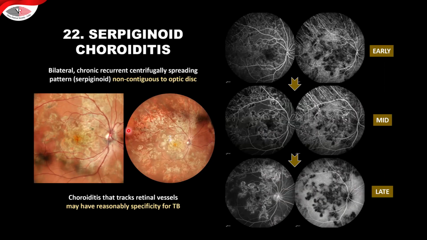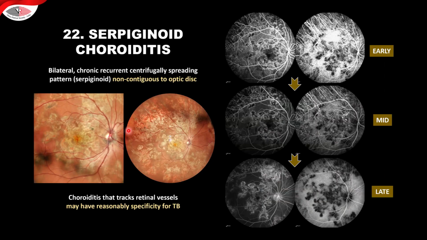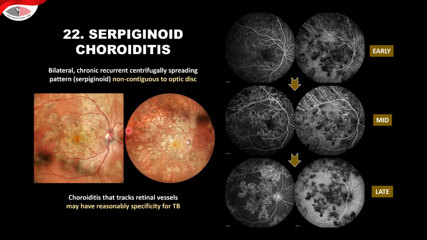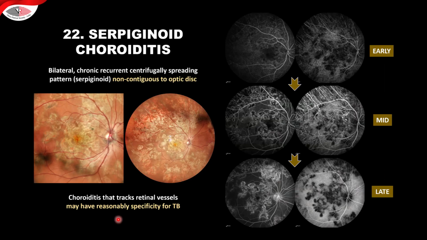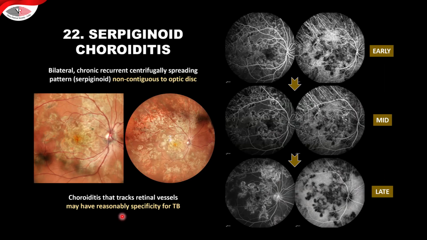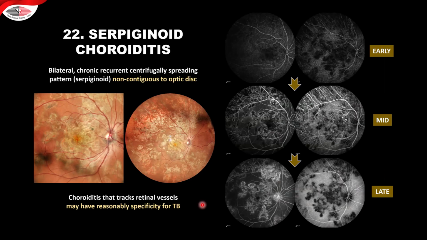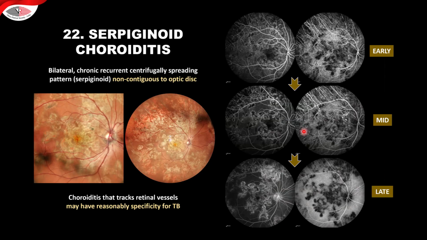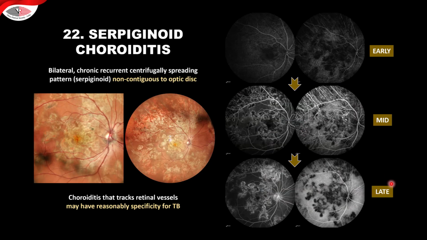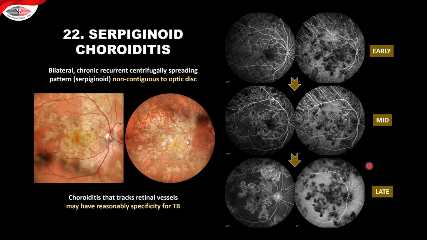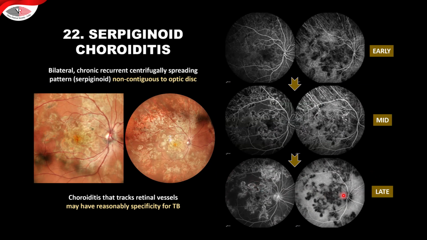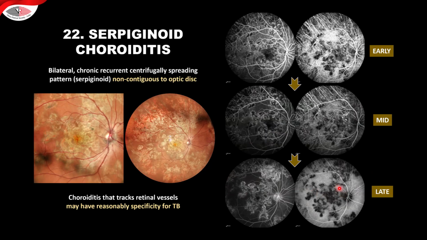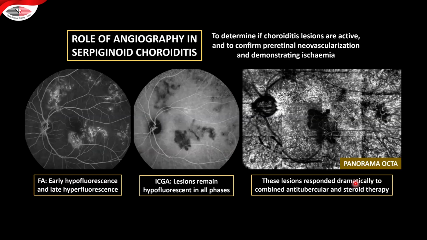Serpiginoid choroiditis, bilateral chronic recurrent centrifugally spreading pattern, serpiginoid, non-contiguous to the optic disc. The choroiditis that tracks retinal vessels may have reasonable specificity of tuberculosis at times. So here you see the early, mid, and late phase quite well defined margin seen on the FA that you see here, and the ICG on the side, which is showing you hypocyanescent lesions in the same category.